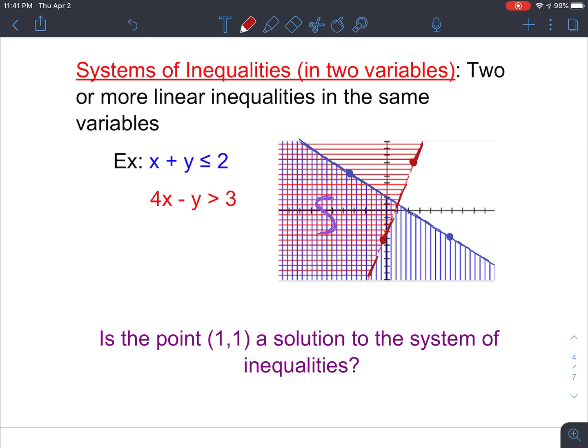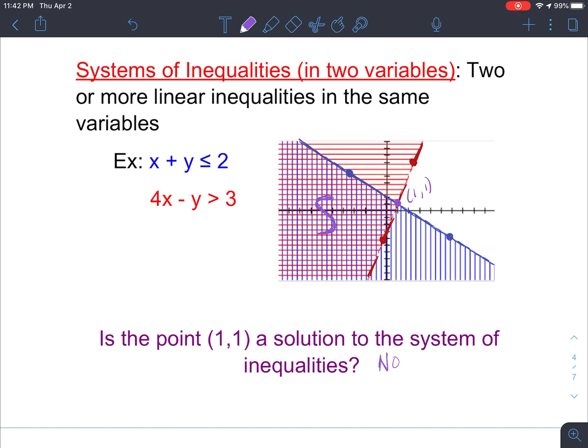So I have a question for you. Is the point (1, 1), the intersection point that's right here, a solution to the system of inequalities? Well, no, it's not. And the only reason that it's not is because the red line is dashed. So it's impossible for it to be a solution.